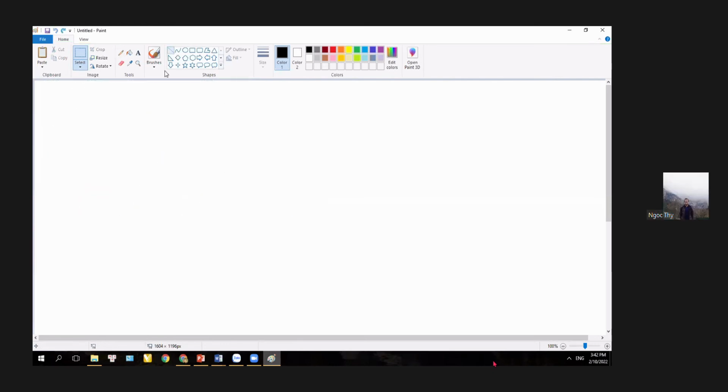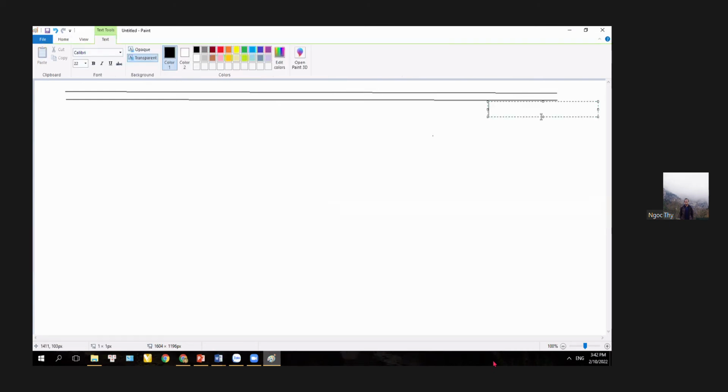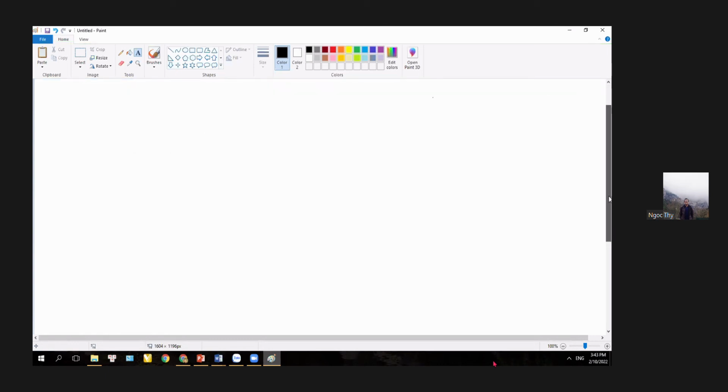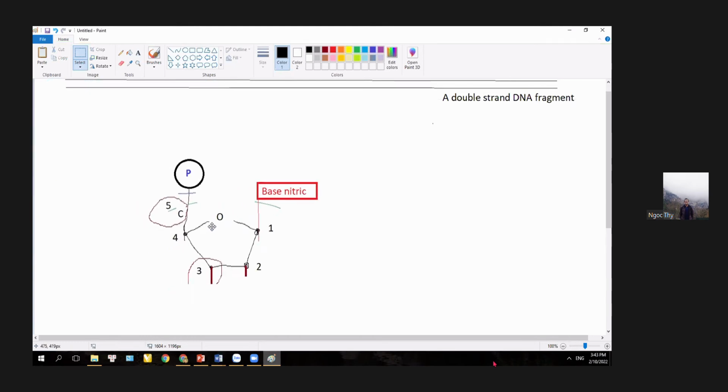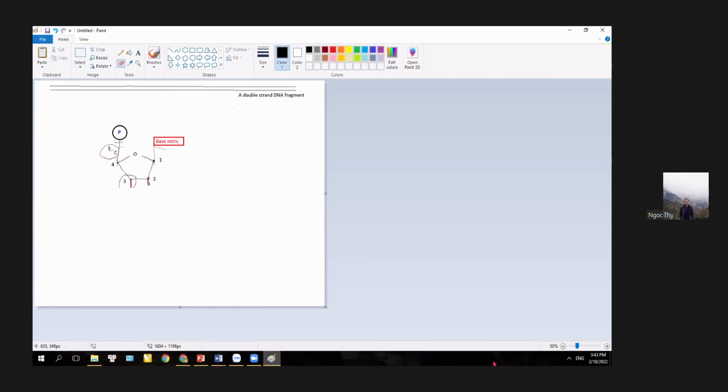So if we have a double strand DNA, so this is a double strand DNA fragment. And I will zoom in on one fragment. We will have, so the first fragment here, we have the nucleotide.